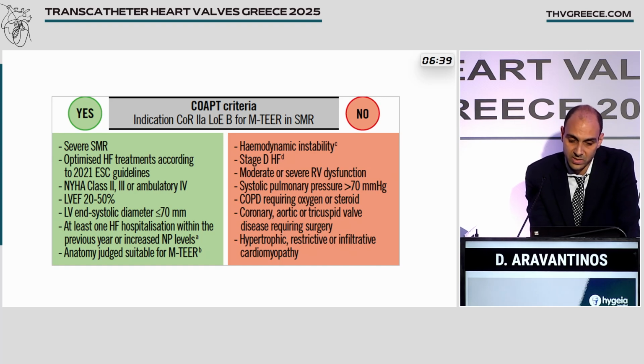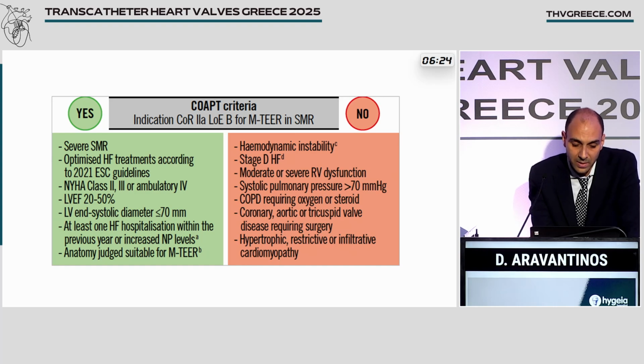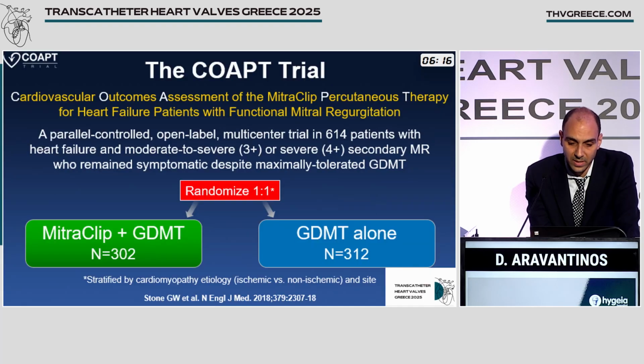So, what are these COAPT criteria? We should have a patient with severe secondary MR, heart failure treatment according to guidelines, NYHA class 2, 3, or ambulatory 4, ejection fraction between 20 and 50%, LV end systolic diameter less than 70 millimeter, at least 1 heart failure hospitalization in the last year or elevated BNP levels, and anatomy suitable for M-TEER.